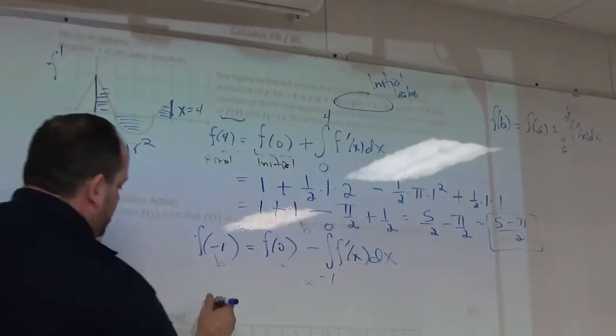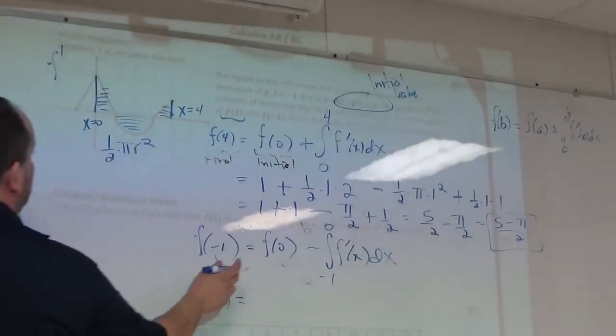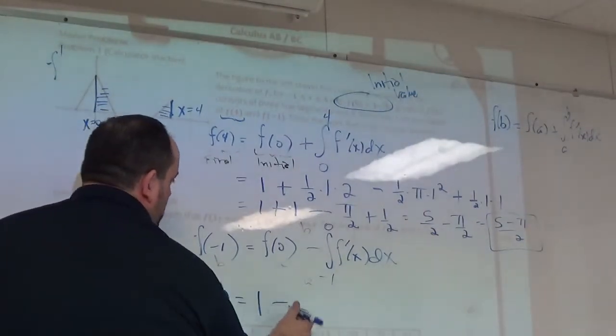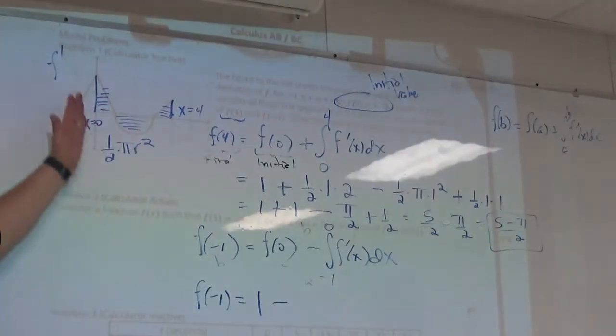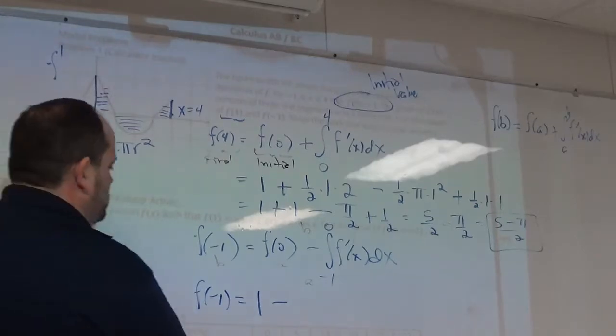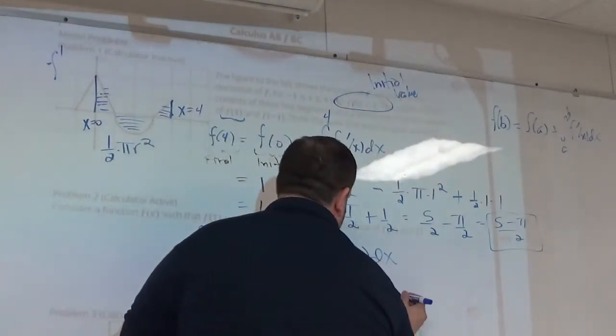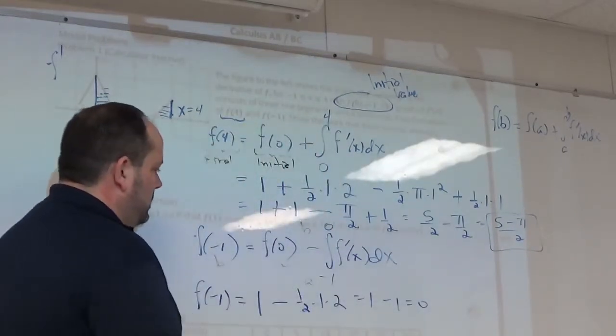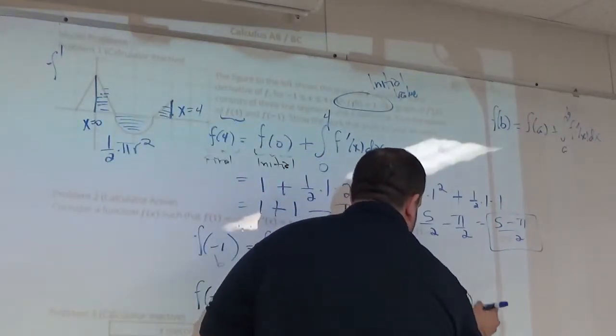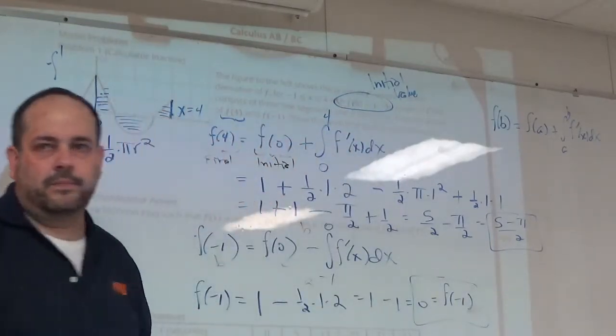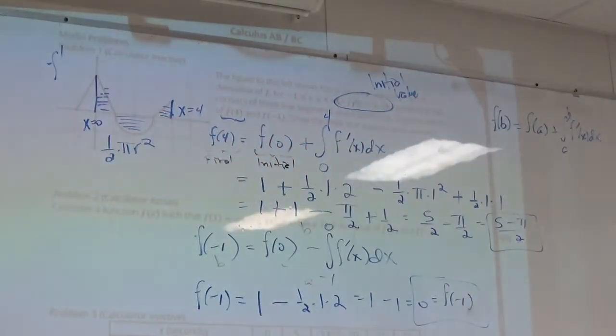All right, so what's f of -1? F of 0 is still 1. Minus, I need the area from -1 to 0, not too bad. 1/2 times 1 times 2. We get 1 minus 1, which is 0. So that's f of -1. Fundamental theorem of calculus: final value equals the initial value plus the total change. You just need to make sure you have 2 of the 3 pieces.